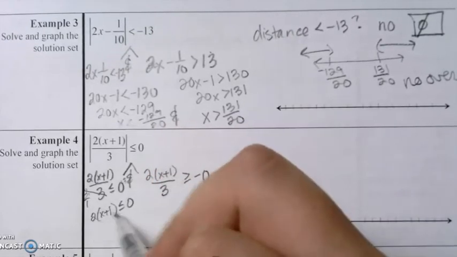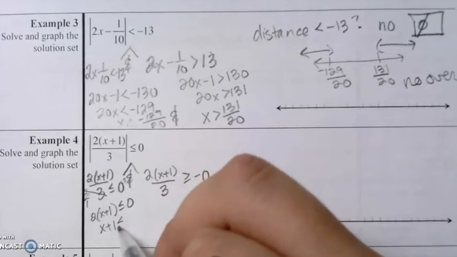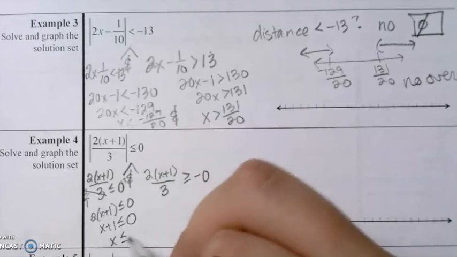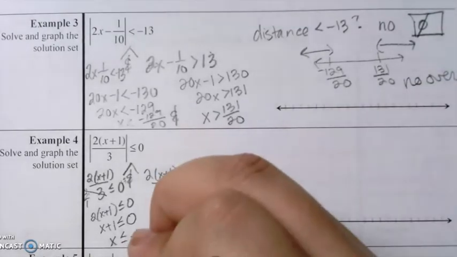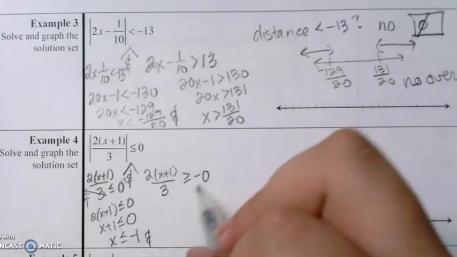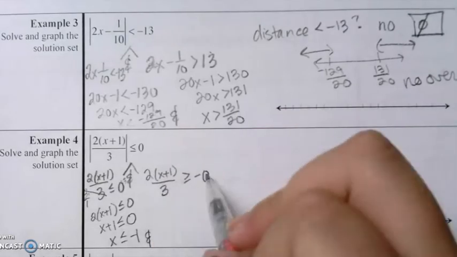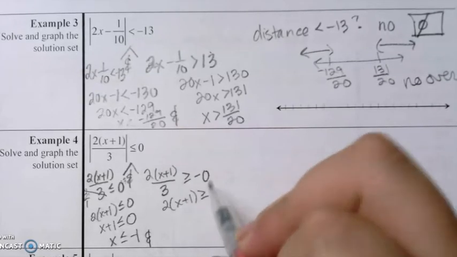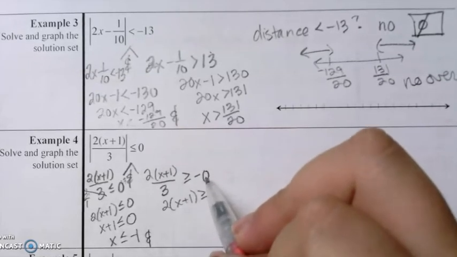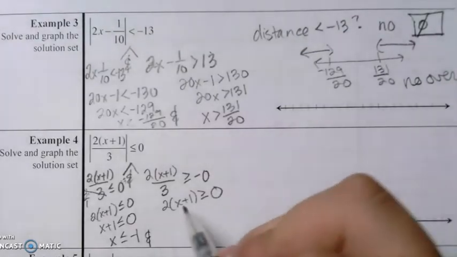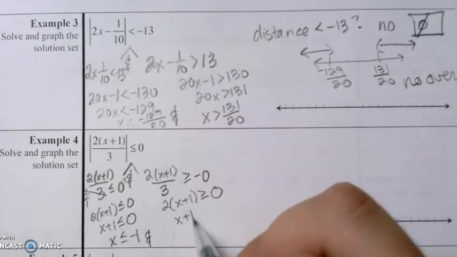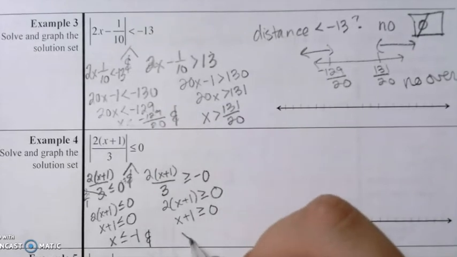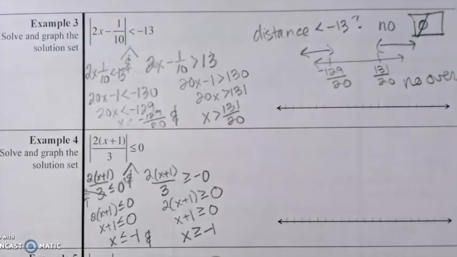I'll divide by 2. So I have x plus 1 is less than or equal to 0 divided by 2, which is 0. Minus 1, x is less than or equal to negative 1. And we're going to do the same thing on the right. Multiply by 3. 2 times x plus 1 greater than or equal to, now 0 and negative 0 are the same, so times 3 is still 0. Divide by 2. X plus 1 is greater than or equal to 0. Subtract 1. X is greater than or equal to negative 1.